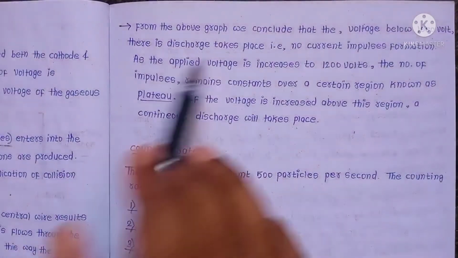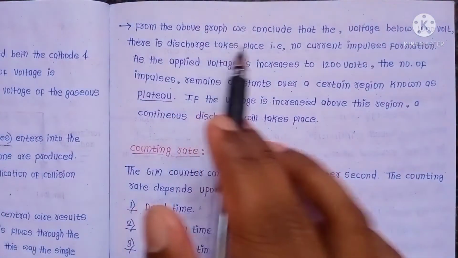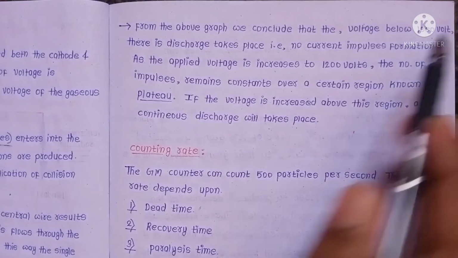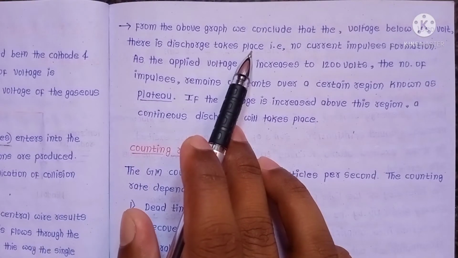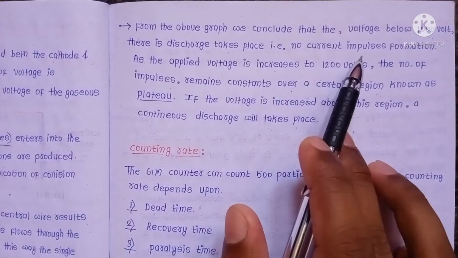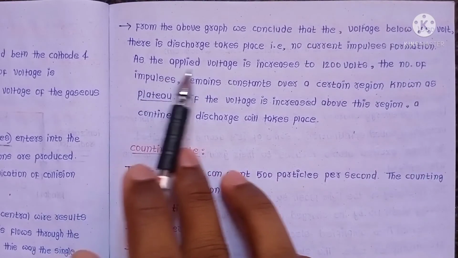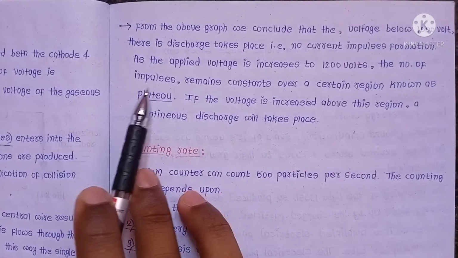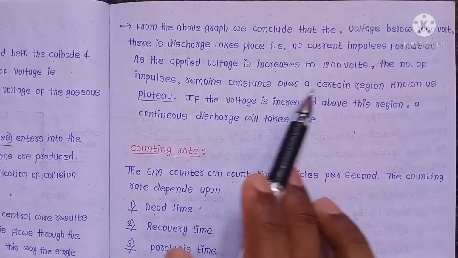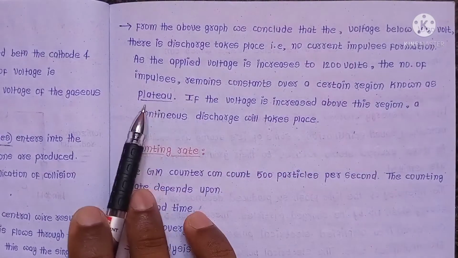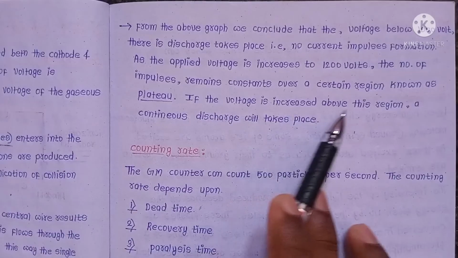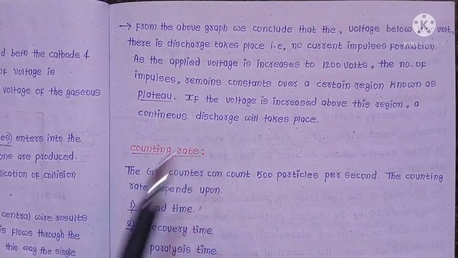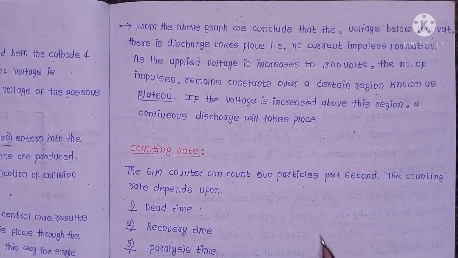Now from this graph we can understand that below 1000 volts, there is no discharge of gases, which means no current impulses are formed. As the applied voltage increases to 1200 volts, the number of impulses remains constant over a certain region, which is known as the plateau. If the voltage increases above this region, then continuous discharge of the gases takes place, as we discussed in the previous graph.